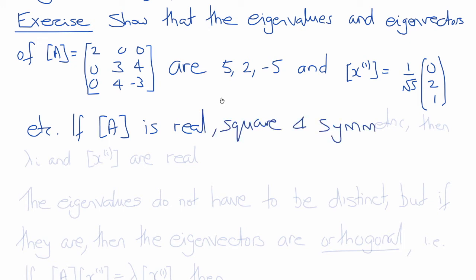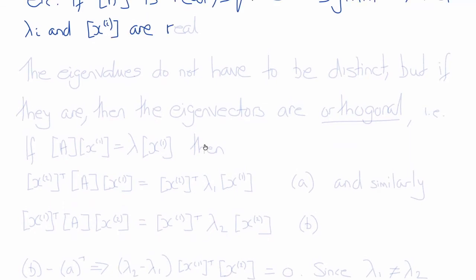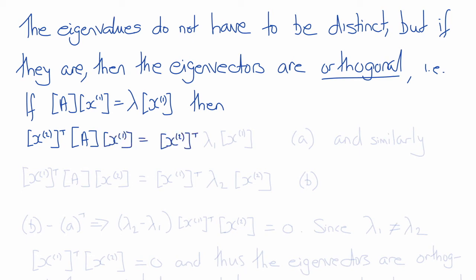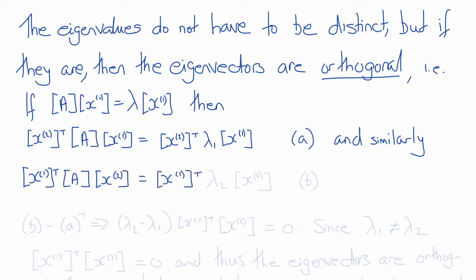If A is real and symmetric, then the eigenvalues and eigenvectors are also real. The eigenvalues don't have to be distinct. They don't have to be different numbers. But if they are, then it's easy to show that the eigenvectors are orthogonal. So start with the definition AX1 equals lambda 1 X1. Then pre-multiply this expression by X2 transpose to give us X2 transpose A X1 is equal to X2 transpose lambda 1 X1, and we'll label this equation A. Similarly, we can pre-multiply the eigenvector equation for the second eigenvalue by X1 transpose to get X1 transpose A X2 is equal to X1 transpose lambda 2 X2. We call that equation B.